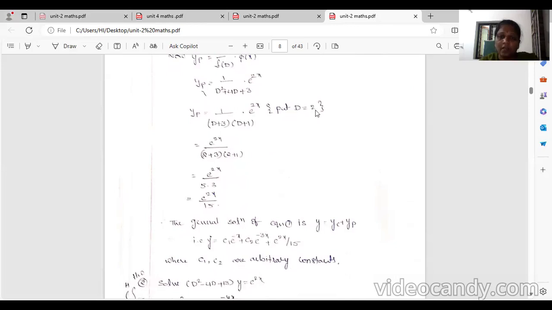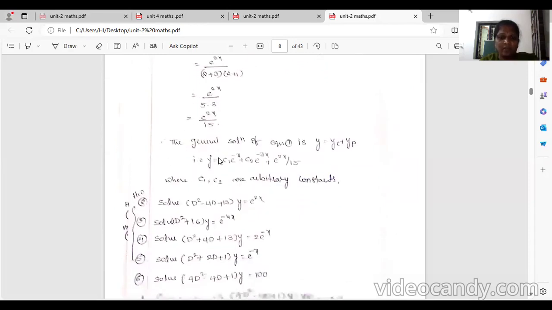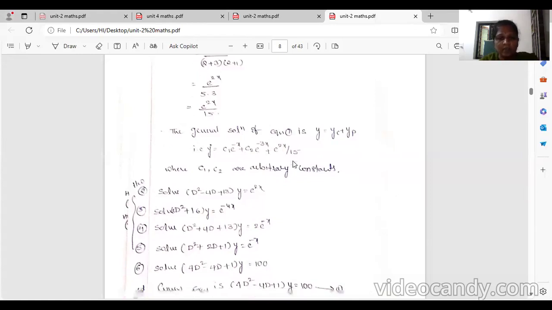Put D = a, where small a equals 2. Substituting 2, f(a) is not equal to 0, so we calculate the direct particular integral e^(2x). In place of D, substitute 2: (2 + 3)(2 + 1), so 5 into 3. So e^(2x)/15 is the particular solution of the given differential equation. The general solution is y = yc + yp, that is, y = c1 e^(-x) + c2 e^(-3x) plus the particular integral e^(2x)/15.